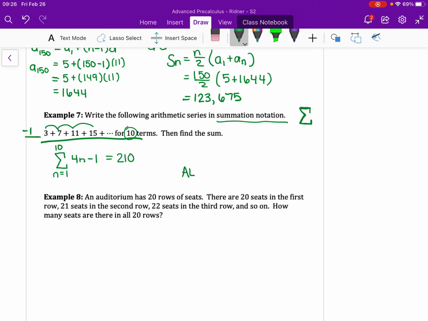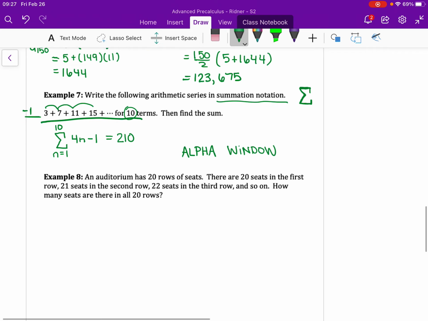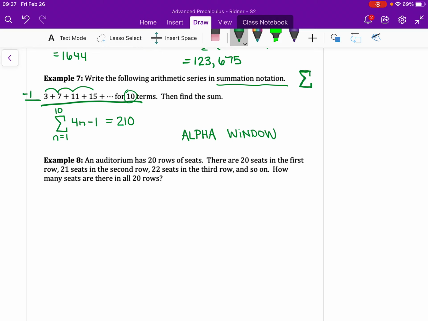All right, if you are a note taker, remember to put alpha window as your steps there. All right, so there are real world examples for it. I'm going to actually challenge you to do this one on your own, or definitely come to class and we'll talk about some real world examples live.